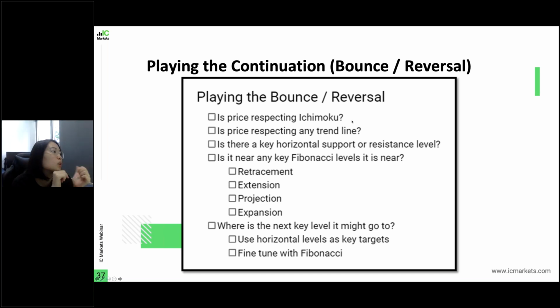So my checklist will ask, is there horizontal support and resistance? Is price respecting Ichimoku? Is price respecting any trend line? Is there any key horizontal support resistance? Is it near any key Fibonacci level? Is it near retracement, extension, projection, expansion? Where is the next level it might go to? Use horizontal levels as key targets, fine tune your Fibonacci. So I will tick all of this. If I find a setup and all of this satisfies my requirements to enter a trade, then I will get into a trade.